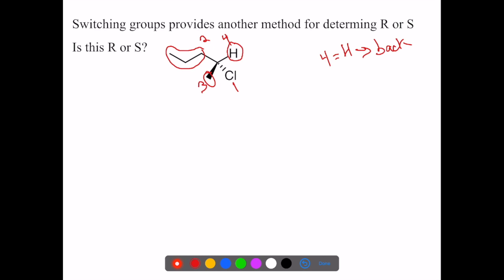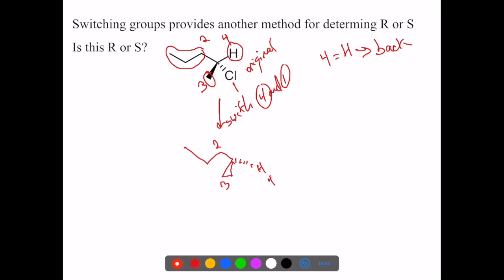So remember, this is the original. I want to switch 4 and what? What should I switch 4 with in this case? Switch it with 1. Because in the original, 1 is back. So I have 2 and 3. And I want to put the hydrogen here. That's 4. And the chlorine here, that's 1.